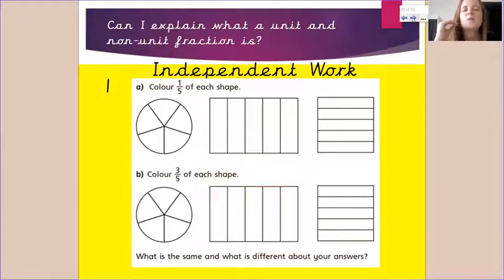And then you're going to color in 3/5 of each one of those shapes. What is the same and what is different about your answers? And then also make sure to label which ones, if they are unit or non-unit fractions.